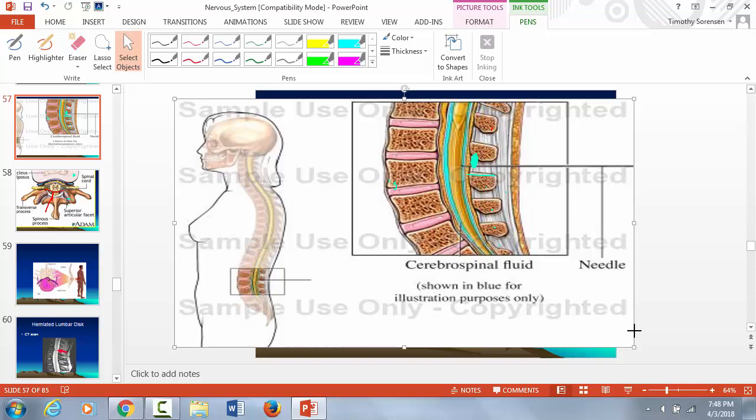But when they do a lumbar puncture, one of the things they want to measure is intracranial pressure, right? How much pressure is the cerebral spinal fluid actually producing? If you have meningitis, that's going to cause inflammation of the lining, and that's going to increase intracranial pressure. So in addition to getting a sample of cerebral spinal fluid, they also want to measure intracranial pressure.